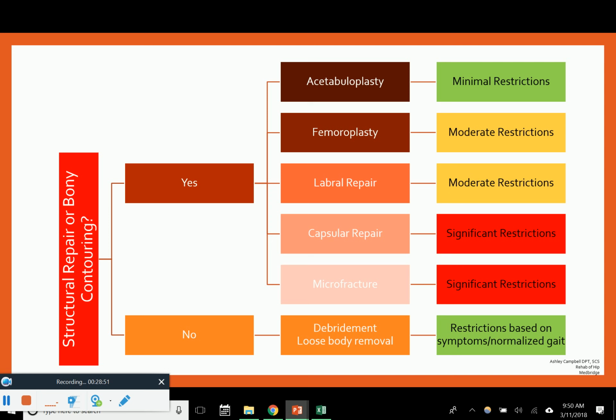If they do have structural repair, bony contouring, that could include the following procedures: acetabuloplasty, femoroplasty, labral repair, capsular repair, or microfracture. And it goes from top to bottom how many restrictions they might have. Capsular repair and microfracture have significant restrictions, whereas something just like an acetabuloplasty has minimal restrictions.